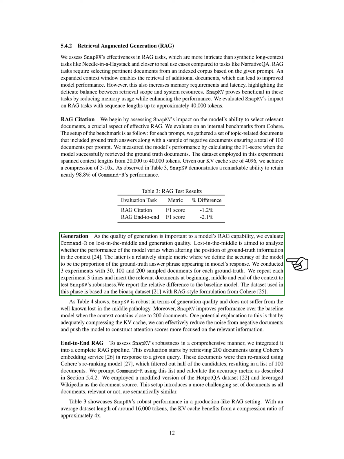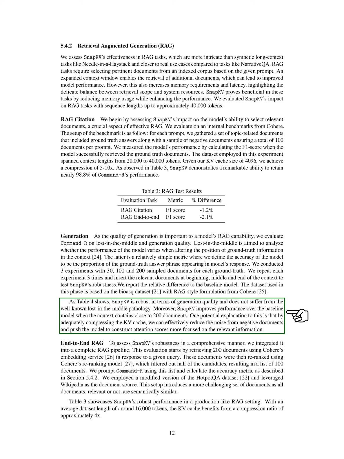Next, we evaluated Command R's generation quality on lost in the middle and generation accuracy metrics. We conducted experiments with different numbers of sample documents and tested SnapKV's robustness by inserting relevant documents at the beginning, middle, and end of the context. SnapKV demonstrated robust generation quality and outperformed the baseline model, especially with close to 200 documents in the context.